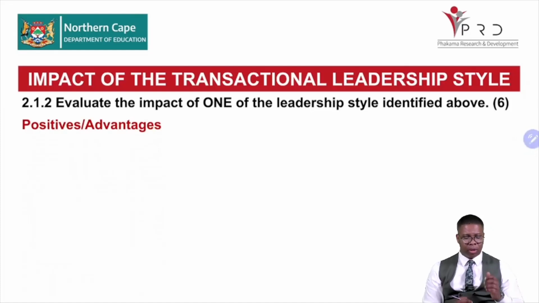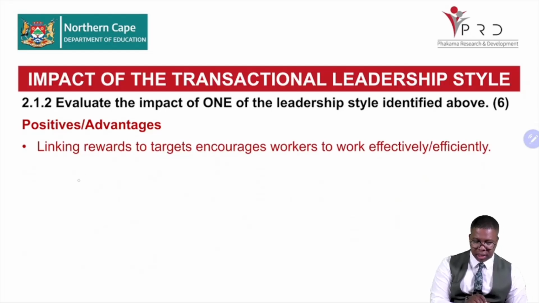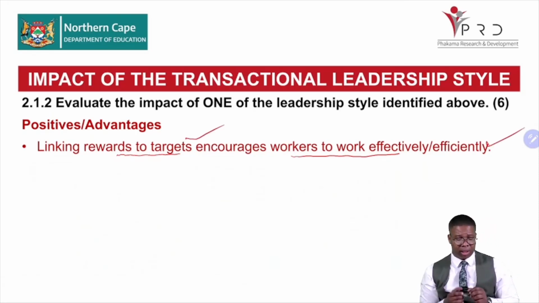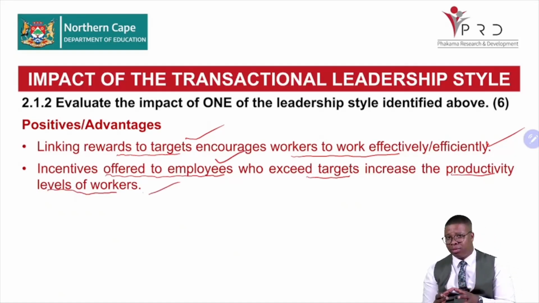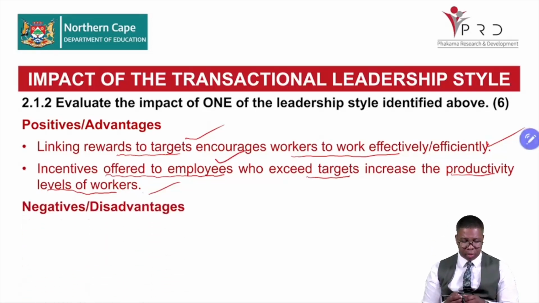Let us go then and look into the first, which is the transactional. What are the positives? The positives are the idea that the leader will then be in a position of linking what? Linking rewards to targets in order to encourage workers to work effectively or efficiently. So this will have advantages. And then another one is that incentives offered to employees who exceed targets will increase the productivity levels of workers. So the incentives, again, are the main motivation here and will encourage the culture of doing very well for each and everyone in the business.